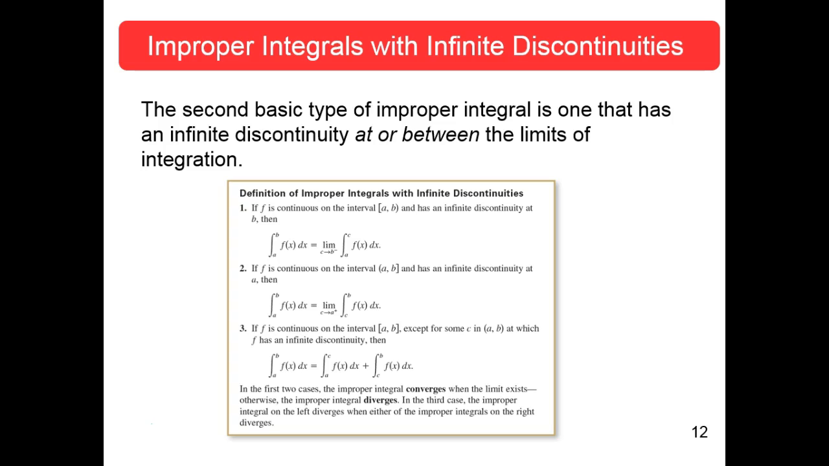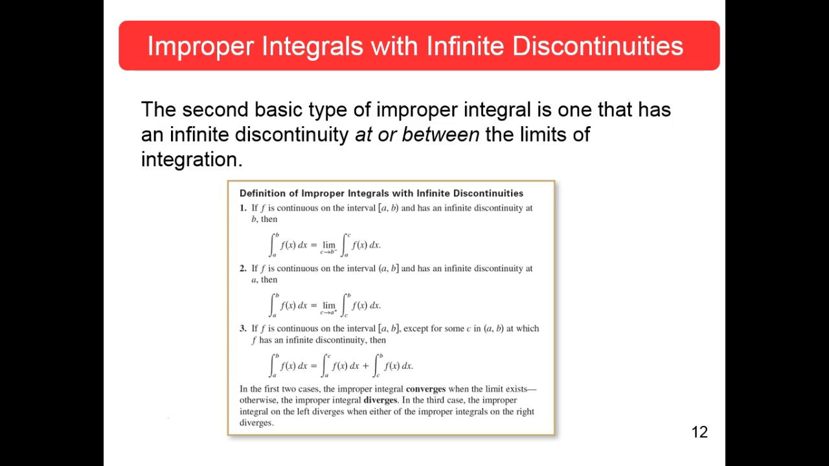Later we'll extend this to some finite number. But here's the definition of improper integrals with infinite discontinuity. If f is continuous on the interval from a to b, notice b has a parenthesis after it, so it's continuous at a, defined at a, but not necessarily defined at b. So we leave that with the parenthesis, and it has a discontinuity at b.